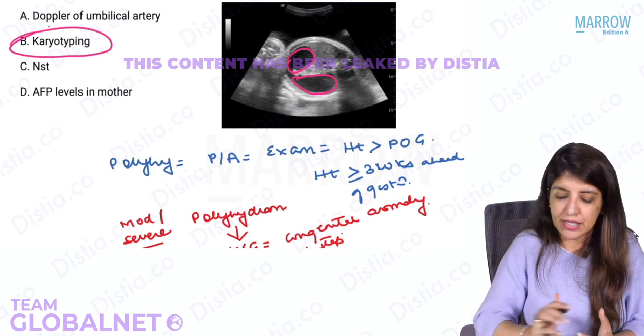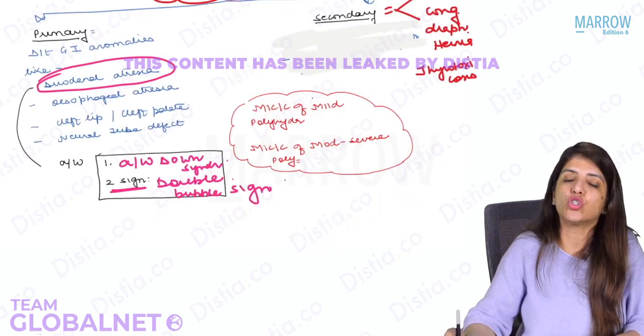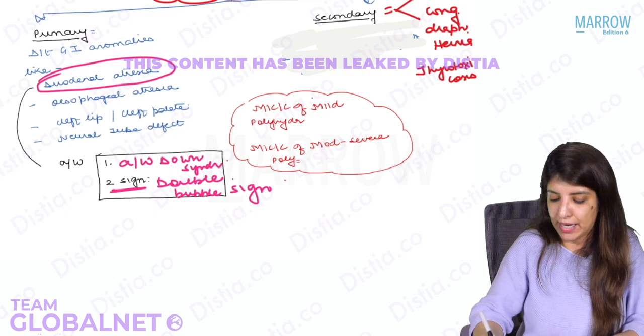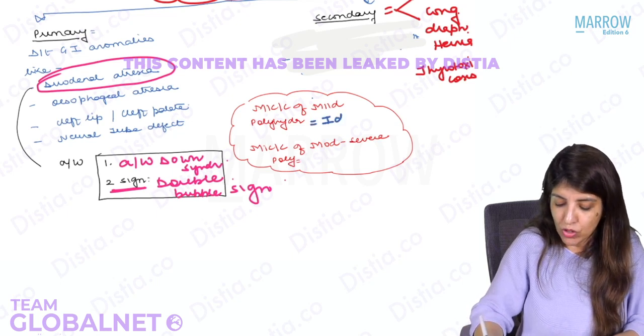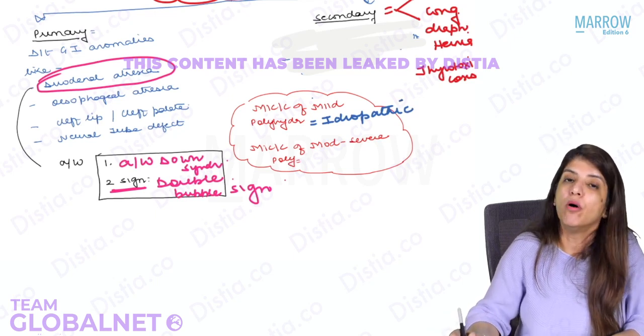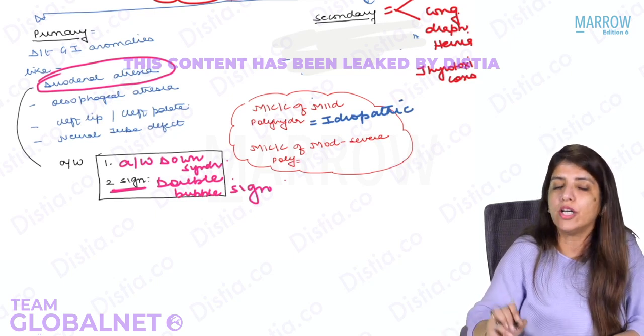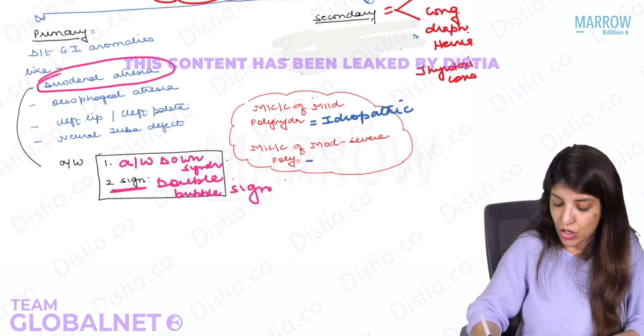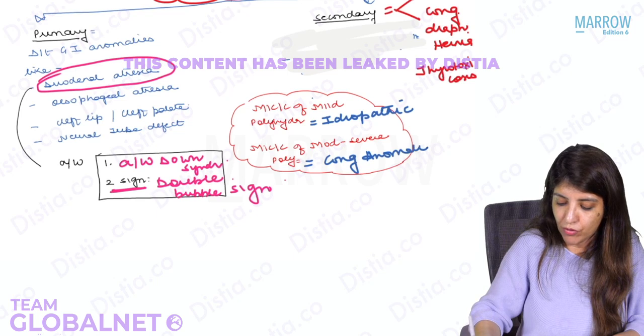My next question is, if they ask you what is the most common cause of mild polyhydramnios, the most common cause of mild polyhydramnios is idiopathic. Most common cause of moderate or severe polyhydramnios is congenital anomalies of the fetus. And which congenital anomaly? GI anomaly.